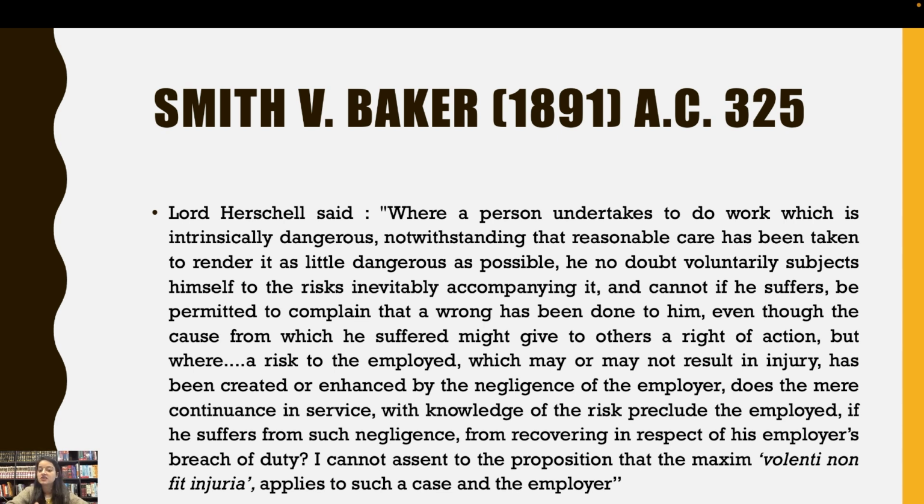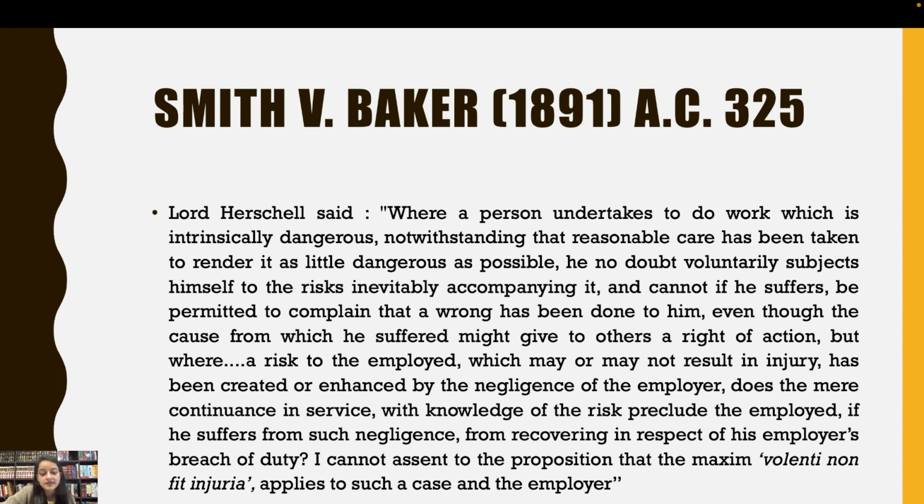But now here comes the catch. The first part says that when you agree to undertake an intrinsically dangerous work, and notwithstanding that you have taken reasonable care to ensure that the work is rendered as little dangerous as possible, you voluntarily subject yourself to the risk. However, a risk to the employed which may or may not result in injury has been created or enhanced by the negligence of the employer. Here the essence is that it has been created or enhanced by the negligence of the employer. The risk is enhanced. In the case of Smith versus Baker, yes, there was risk, but carrying the stones by crane overhead enhanced the risk by the negligence of the employer.